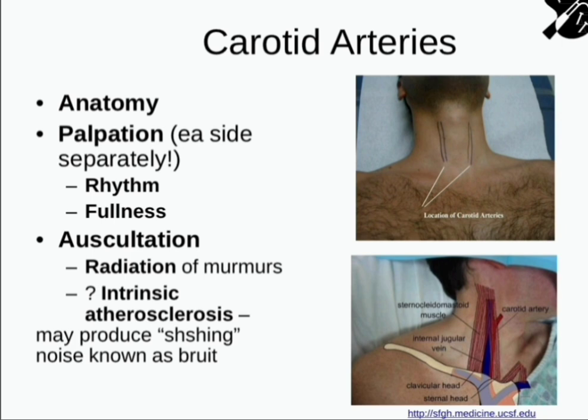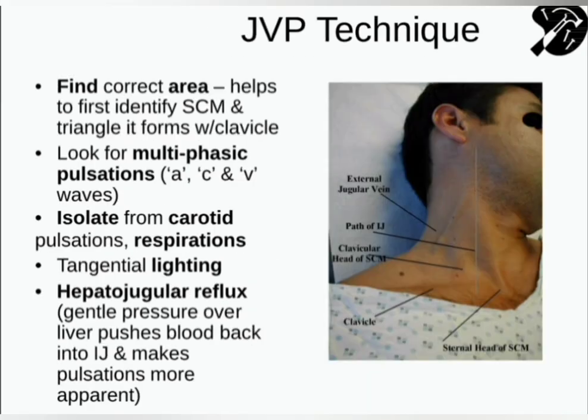In carotid palpation, assess each side for rhythm and character. For radiation and stenosis, auscultation is done for a carotid bruit in the carotid arteries with the bell of the stethoscope. In tangential lighting, look for the JVP and its waves, the a, c, v waves, and the x and y descents. Try to differentiate it from the carotid pulsation and respiration.